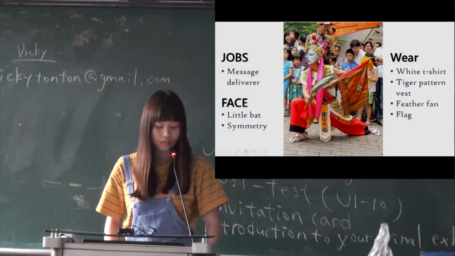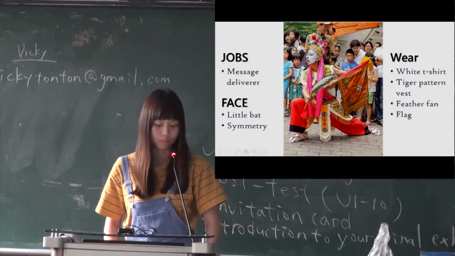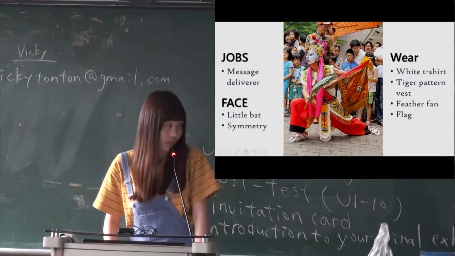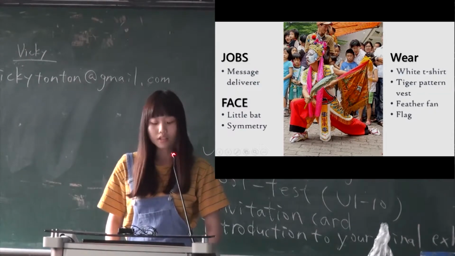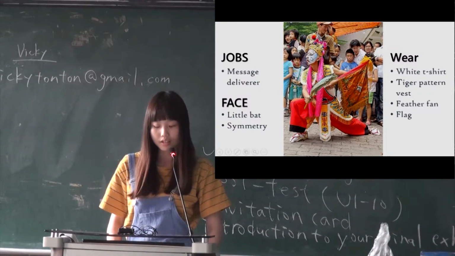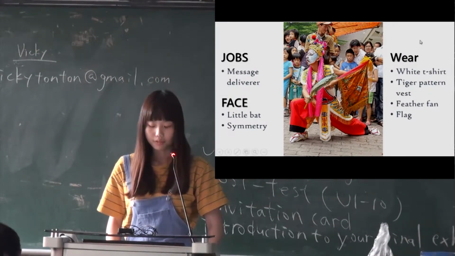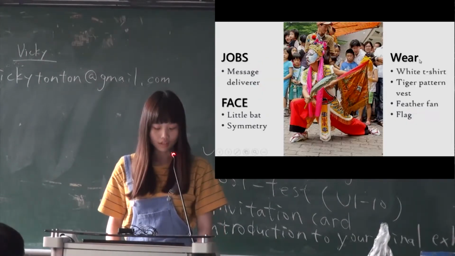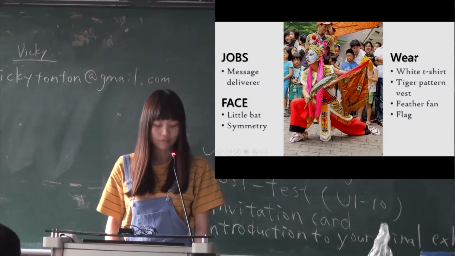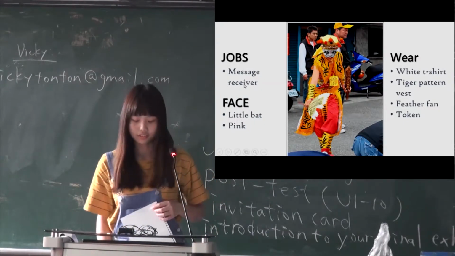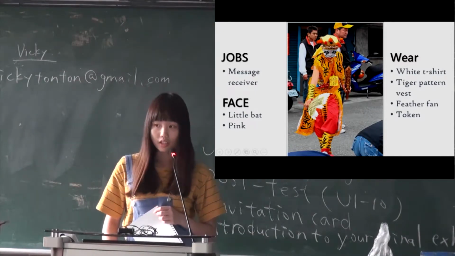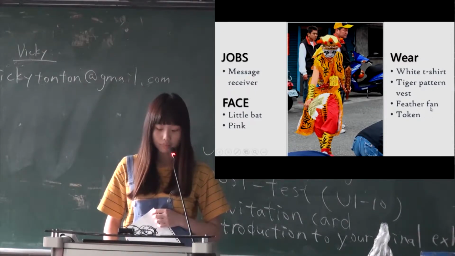We can see Wu Cai's cheek is blue. It's his signal. And he's wearing just like Wen Cai, but he has a flag. It's like this one. His face is blue, and feather fan and flag. His face is blue. Blue here. His cheek. Well, pink blue.